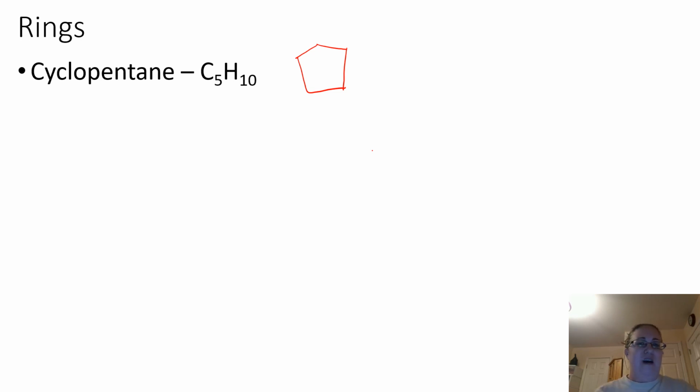So what this adopts is a puckered shape. What we oftentimes call this is an envelope shape, where one of the carbon atoms will be out of the plane and the other four carbon atoms will be in the plane. Because of that puckered or envelope nature, we do get rid of some of the eclipsing hydrogens. We don't get rid of all of them, but we do get rid of a few of them when it adopts this envelope or puckered shape.